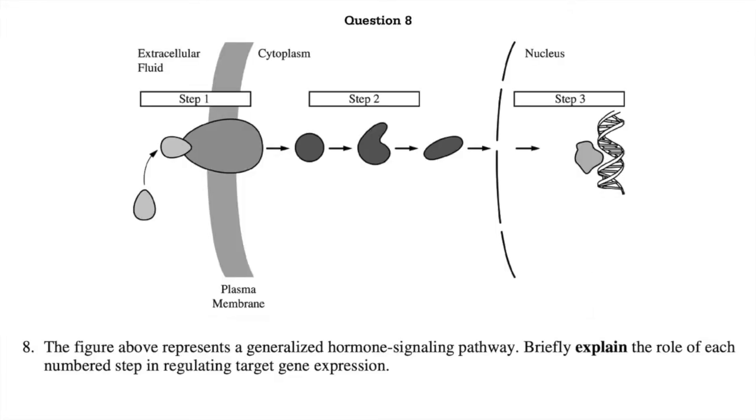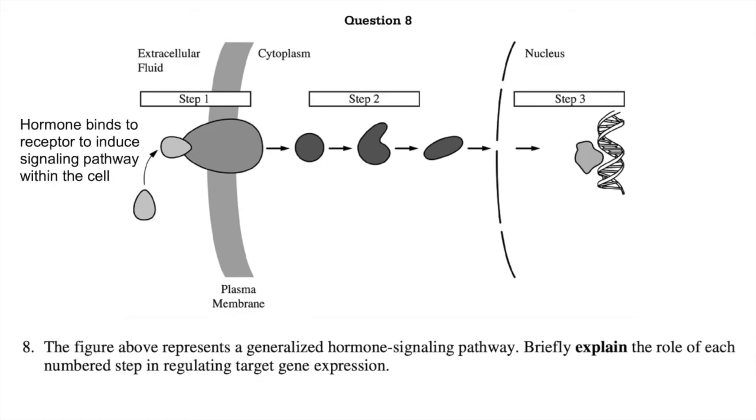Finally, question 8. The figure above represents a generalized hormone signaling pathway. Briefly explain the role of each numbered step in regulating target gene expression. So in step 1, we have what seems to be a molecule that is binding to a transmembrane protein. Now, if this transmembrane protein has a molecule binding to it, it's most likely a receptor, because the description says this is a signaling pathway. And hormone signaling pathways usually begin with the hormone activating a receptor on the membrane of the cell.